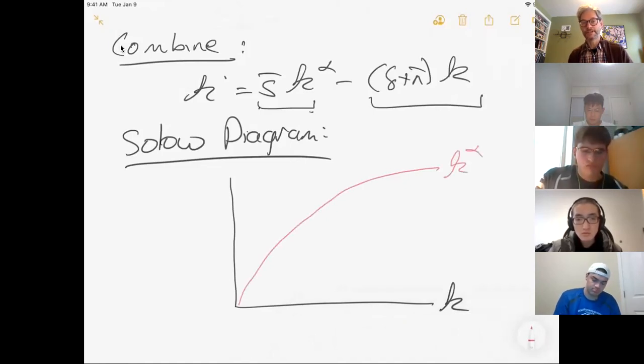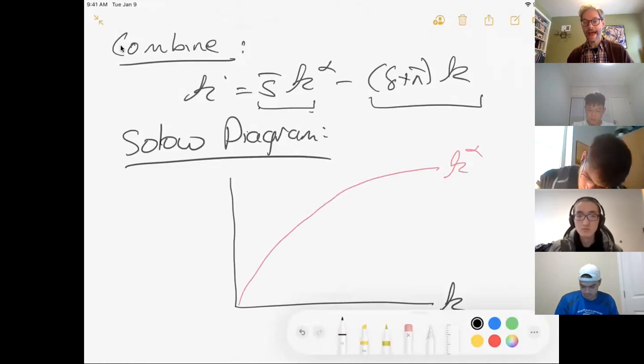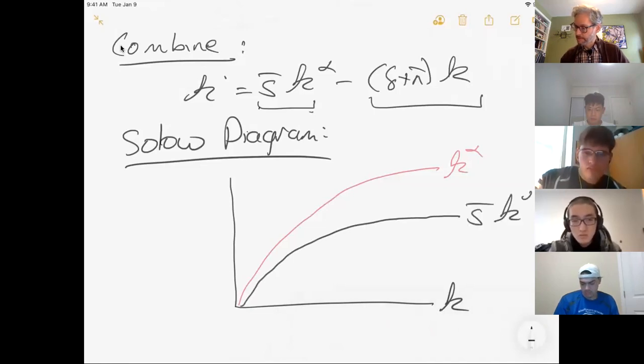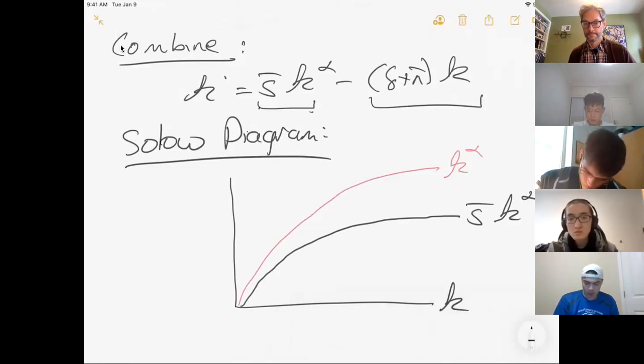K to the alpha looks like that, right? It looks like that. So what's S bar times k to the alpha going to look like? This. It's just going to be shifted down by a constant. So that's what the first part of this diagram looks like.